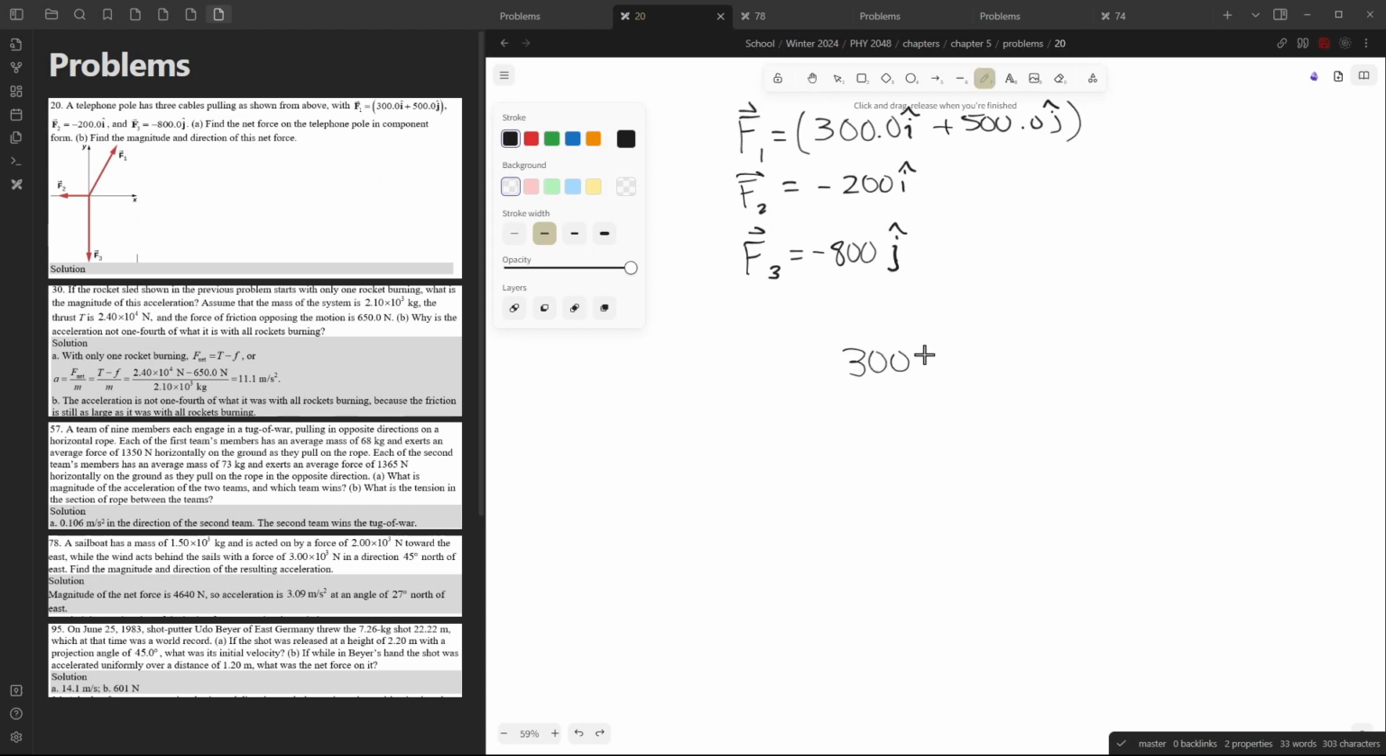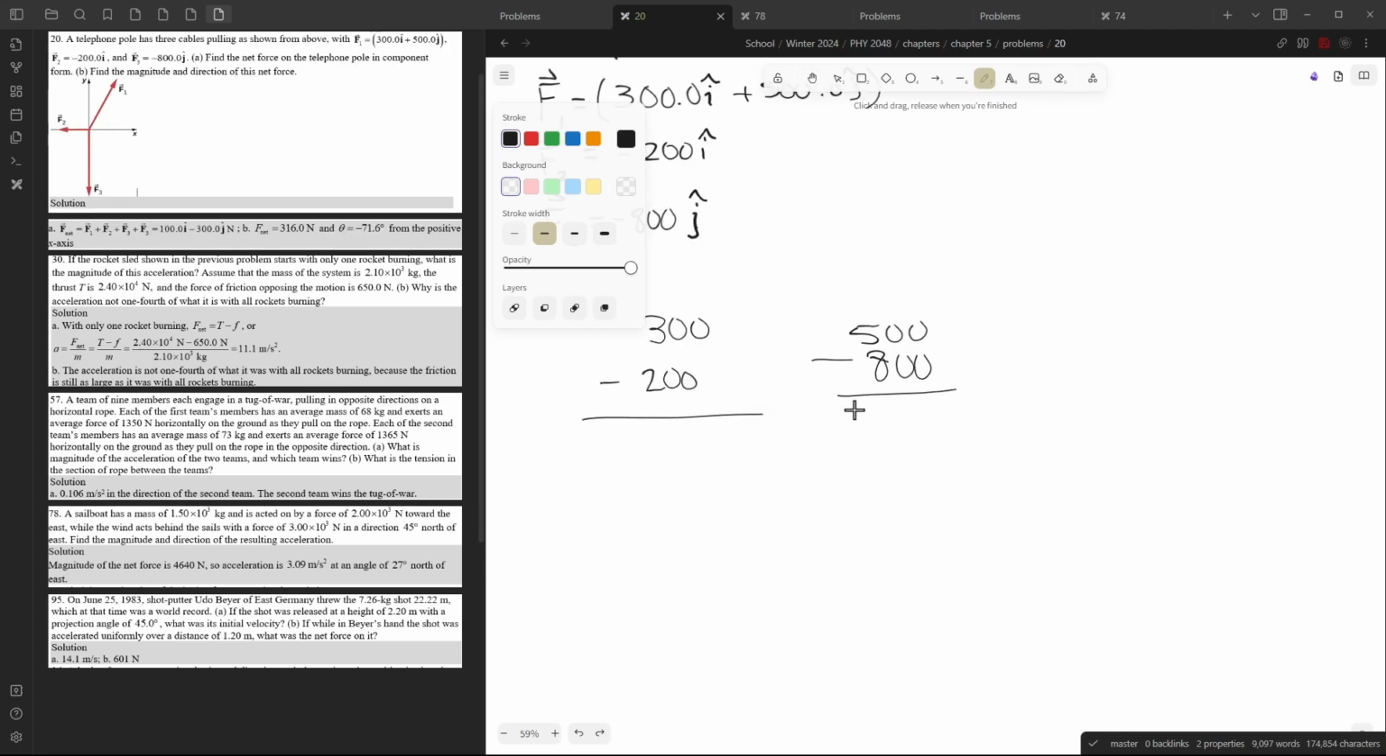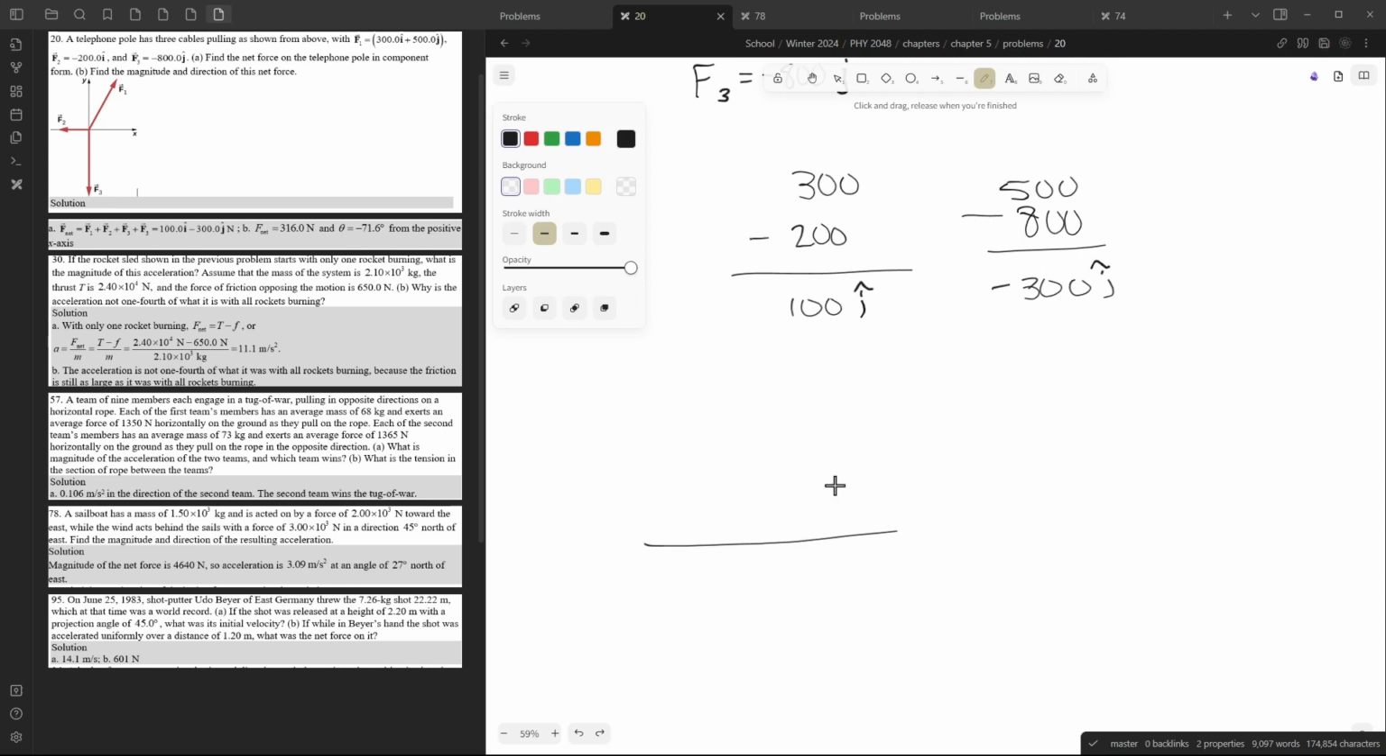So 300 minus 200 minus 800. Oh, that's J. Okay, and then 500 minus 800. Okay, negative 300 j hat, 100 i hat. So X is positive and Y is negative, so it's like that.